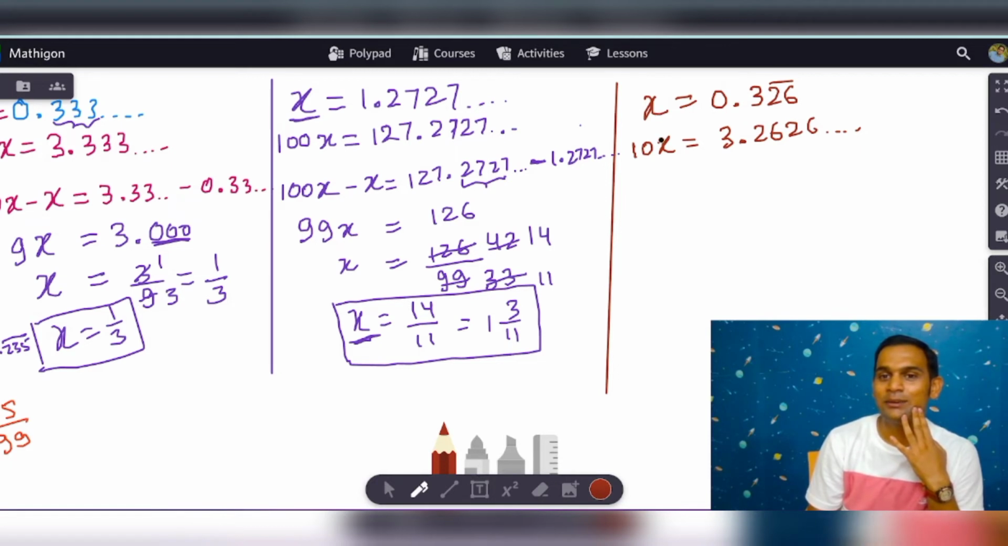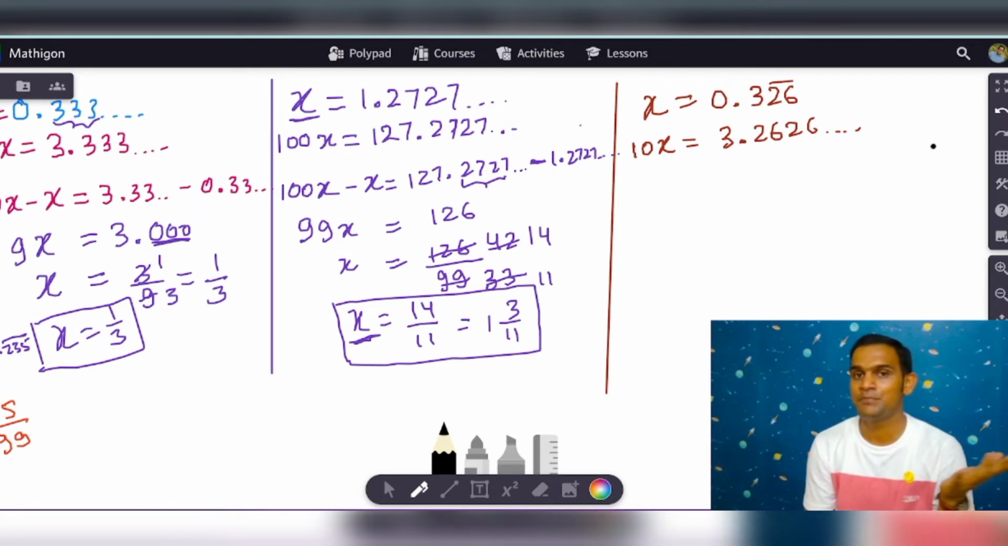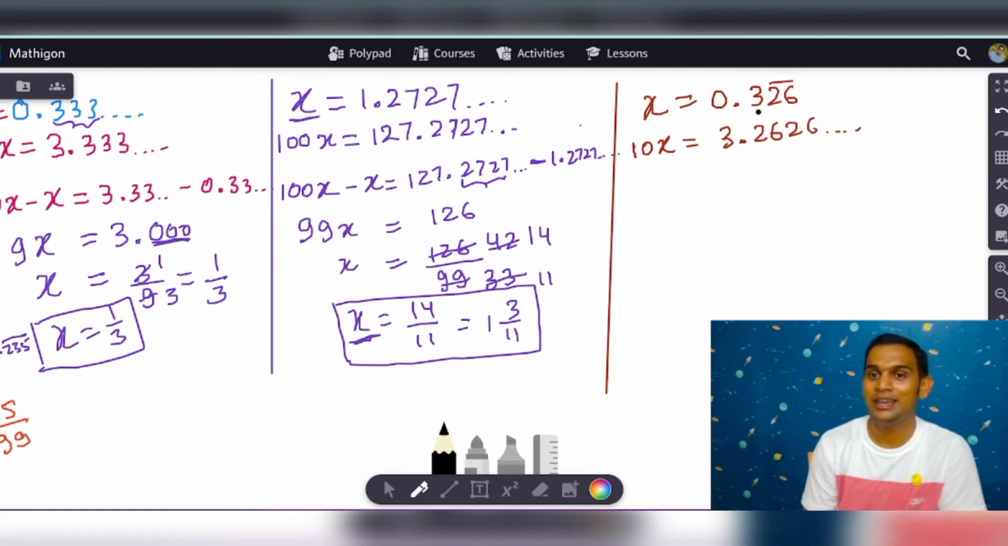Now, after that, what else can I multiply? If I directly subtract 10x minus x, I have 326 over here after the decimal, and I have 2626 repeating here. So I'm not getting zero after the decimals, and I'm not getting an integer, right? I'm getting a decimal back again. So what's the process? Okay. So if I now multiply it by 1000x, so what do I get?